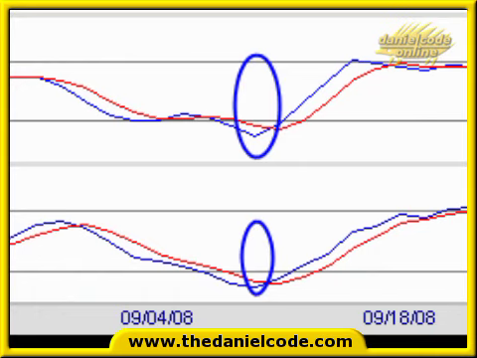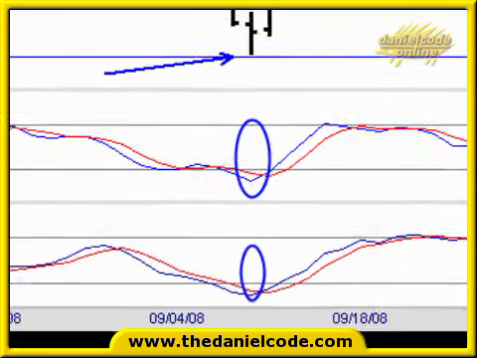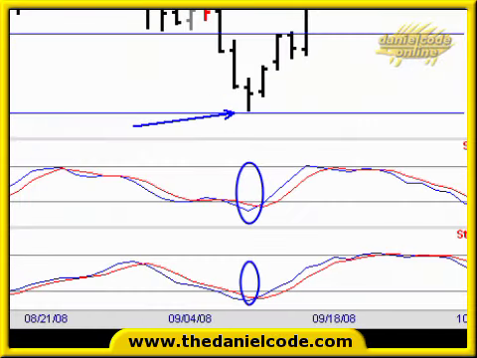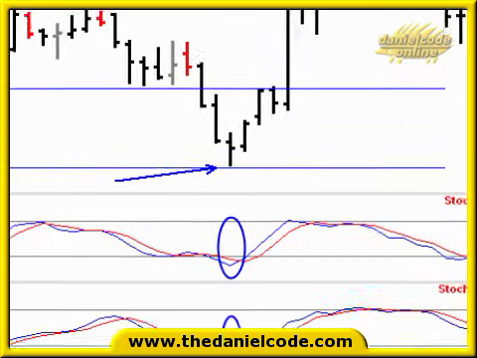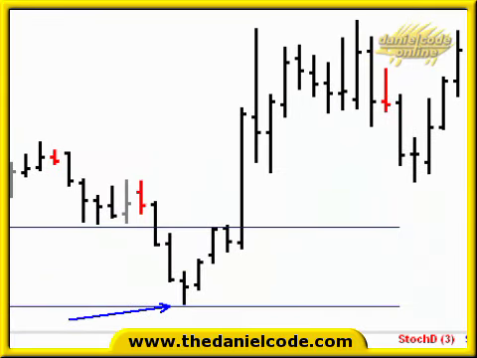So exactly the same thing. We have recognition of the Danielcode number. We have the bar closing on having its low on the Danielcode number. We have our slow stochastic in an oversold position. We have our fast stochastic in an oversold position. We get a reversal there, which is what the Danielcode is all about. It shows you reversal points and continuation points. We get the reversal there, and look what happens.